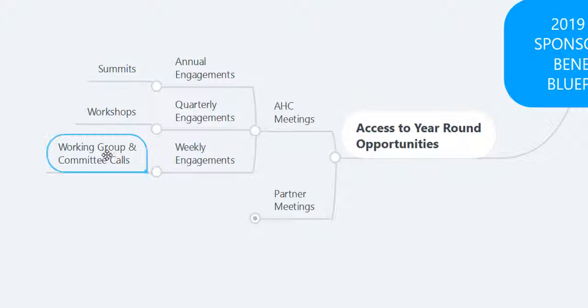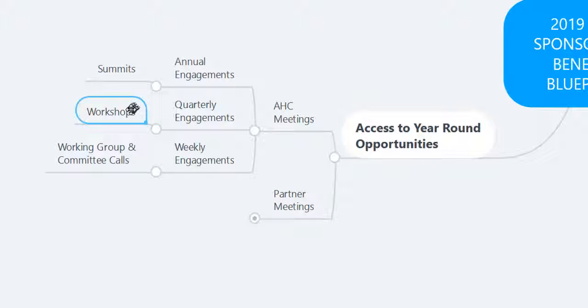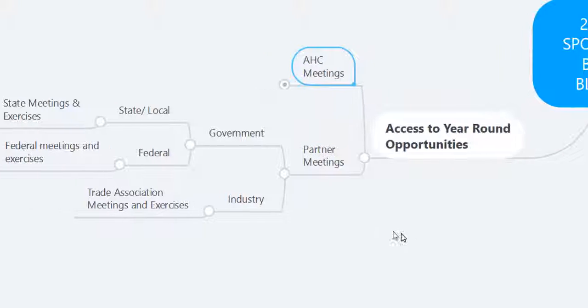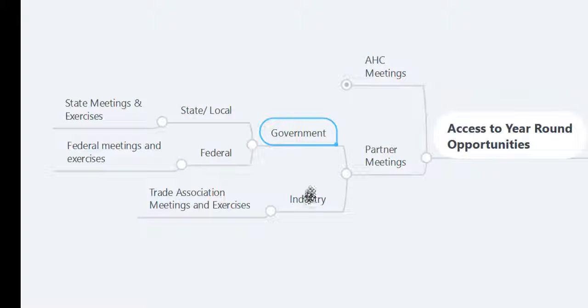These provide opportunities for you to brief the working group, to look at the solution, to get exposed there. The quarterly workshops are face-to-face. Semi-annual events are face-to-face as well. In addition to that, we have our other partner meetings. We have government partners, and we have industry partners. You can see that state and local government do their meetings and exercises, federal government do their meetings and exercises, and so does our industry partners. They do their exercises as well. And so our partners are aware of all those.